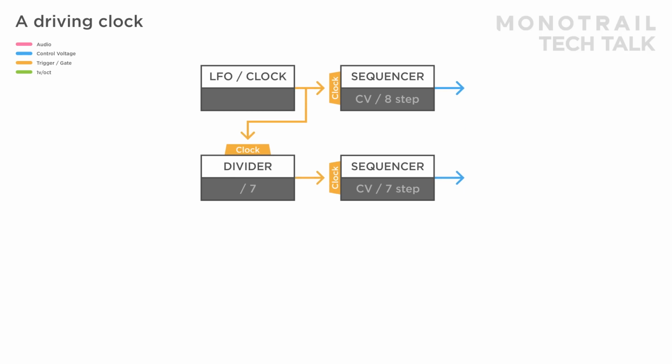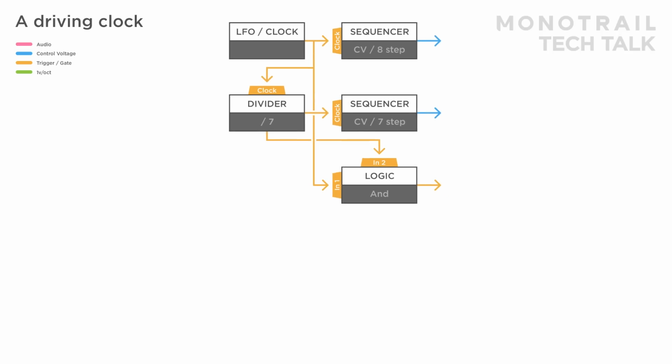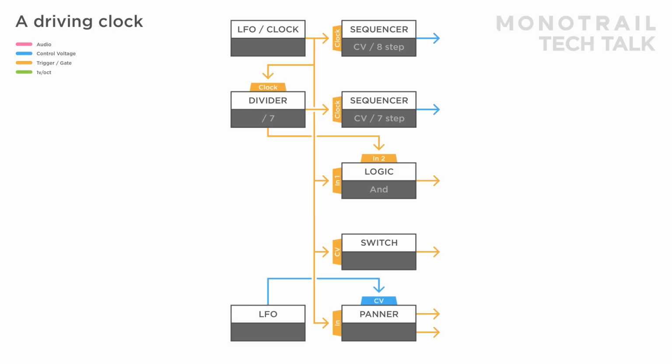For example, you can use logic modules to combine things like the master clock, clock divisions or other gate or trigger patterns to make more complicated patterns. And you can easily use any clock or gate to advance or flip switches. You can send a clock through a panner and use a clock division or other modulation source to swing a clock or pattern between two destinations, and so on.